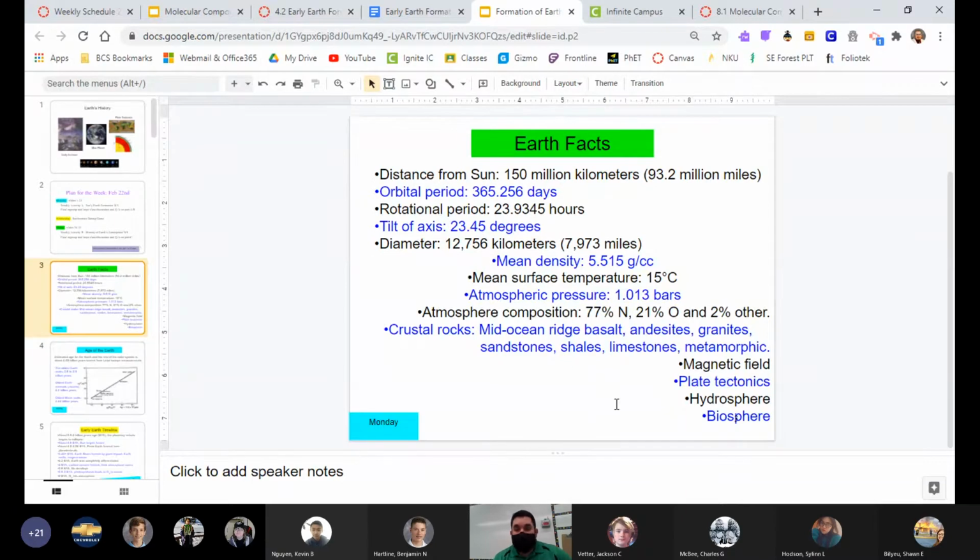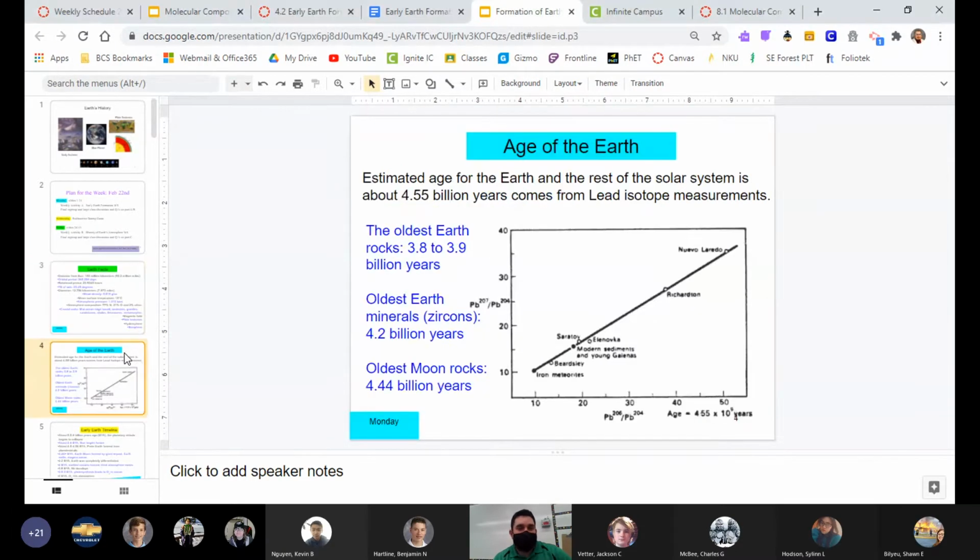Things that separate Earth are that we have lots of different crustal rocks. We have a magnetic field. We have plate tectonics. We have a hydrosphere, which is a sphere where water is located. We also have a biosphere, where life is located. Water and life make Earth unique, and that's part of the blue planet idea, that not all the other planets have a hydrosphere or a biosphere. So it is interesting how unique Earth really is.